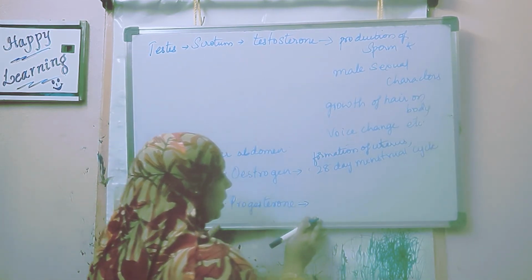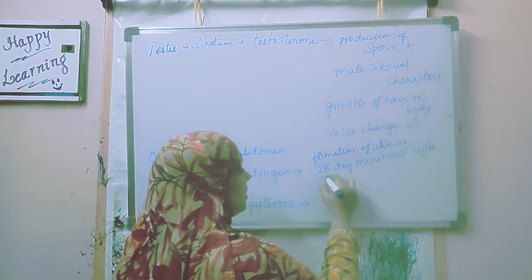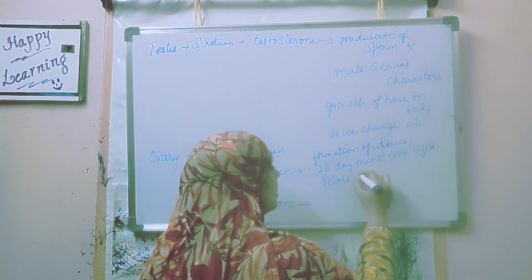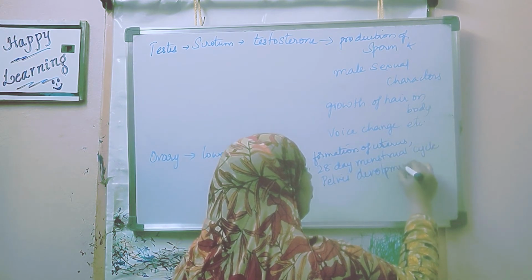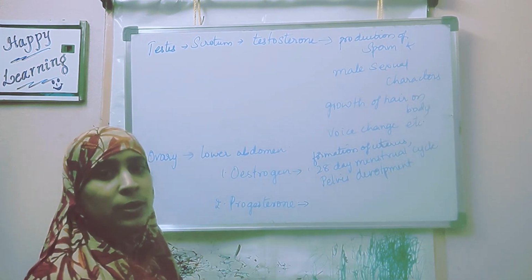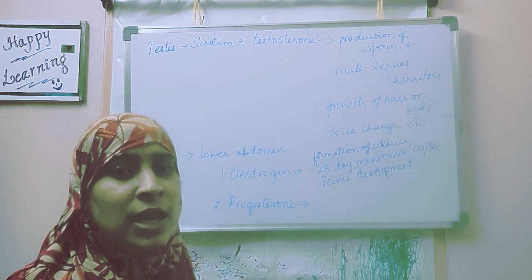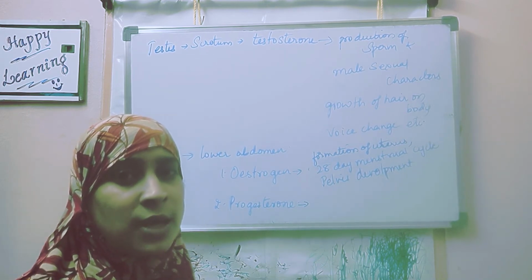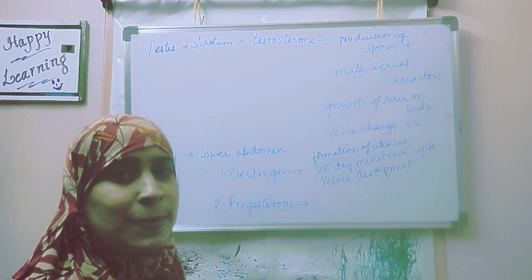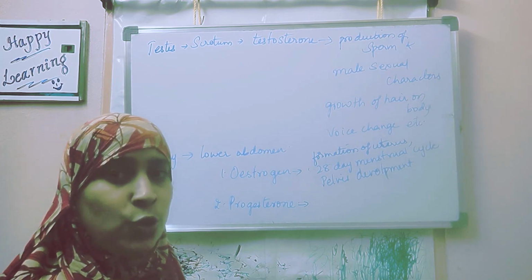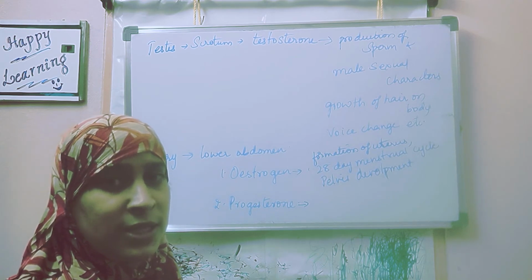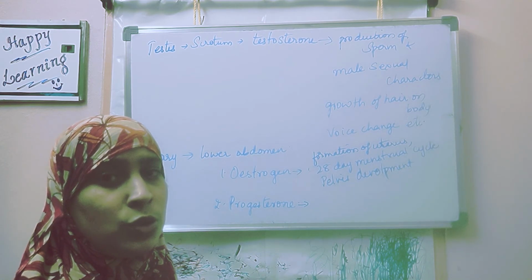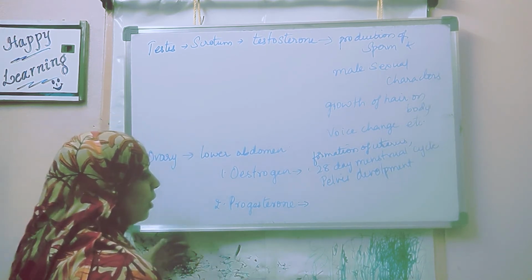Apart from that, pelvis size increases. Pelvis development also is done. Pelvis region means the area where the two thighs are starting in our body. That region is called pelvis region. That area should grow for pregnancy to occur. When pregnancy is occurring, that area should grow. So that also is done by estrogen.